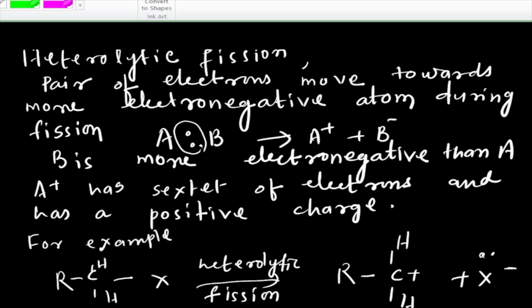For example, you can see an organic compound RCH2X on heterolytic fission. What happened? X is more electronegative than the other part. That is why this pair of electrons moves towards X. Then what happened here? RCH2 plus. That means here C plus has a positive charge, and this part is called carbonium ion.